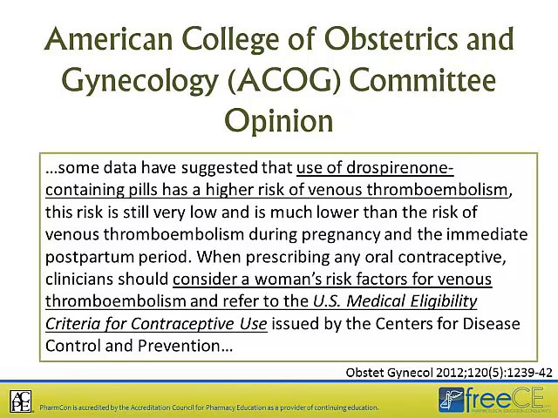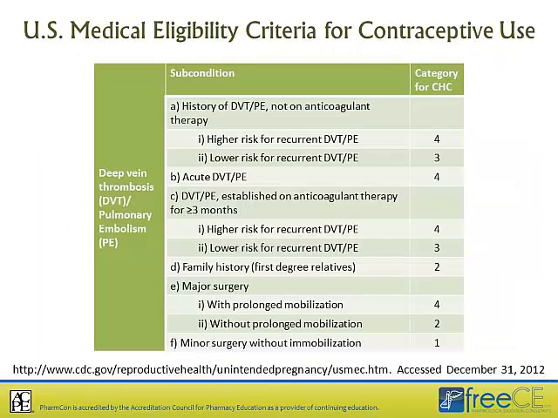For some of you that may not be familiar with these criteria, I'm going to briefly show you what that looks like for venous thromboembolism. The U.S. medical eligibility criteria for contraceptive use is available through the CDC website. It basically lists a variety of different conditions and the ability to use a particular contraceptive for that condition.